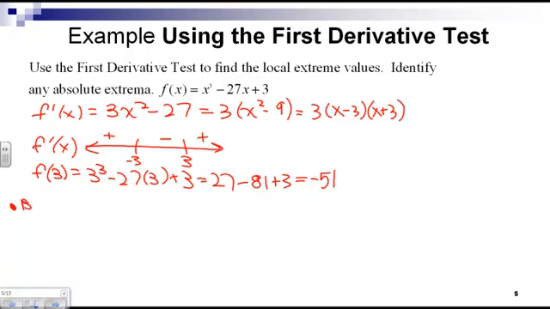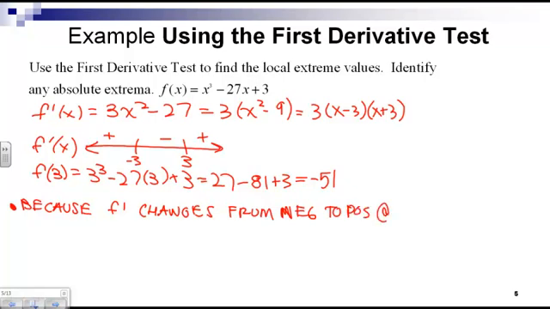Because f prime changes from negative to positive at x equals 3, the point (3, negative 51) is a local minimum.